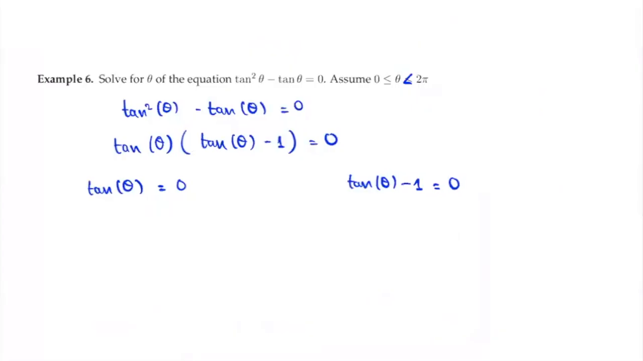So again, what I mentioned earlier is sine of theta over cosine of theta equal to 0. So you have to find the value of theta such that sine of theta equal to 0, and there are only two solutions, theta equal to 0 and theta equal to pi.